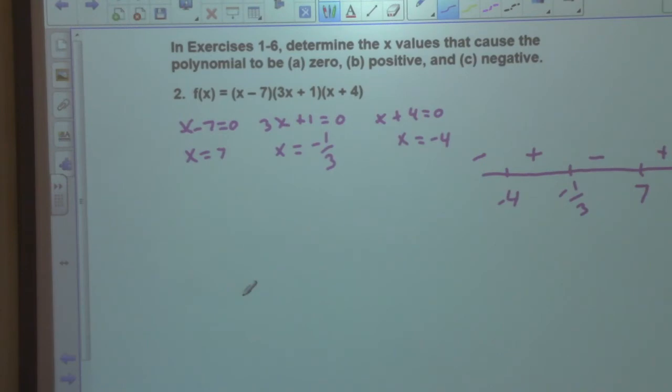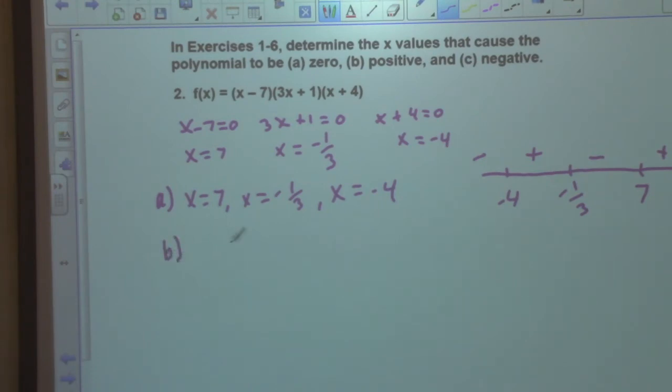Okay, A is x equals 7, x equals -1/3, and x equals -4. Okay, so that's part A.